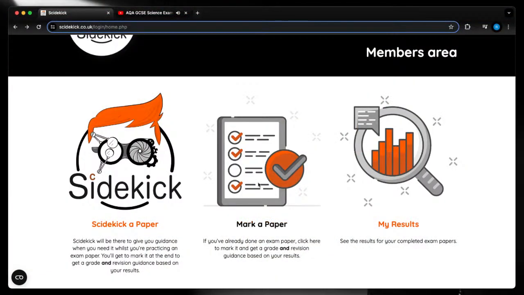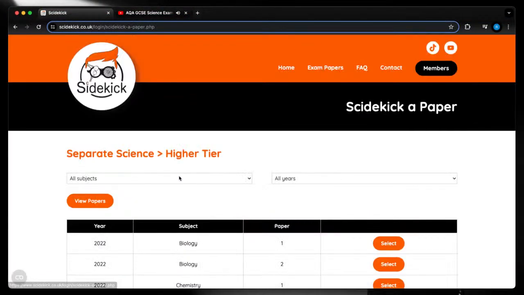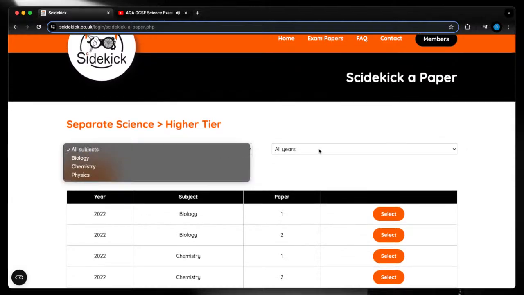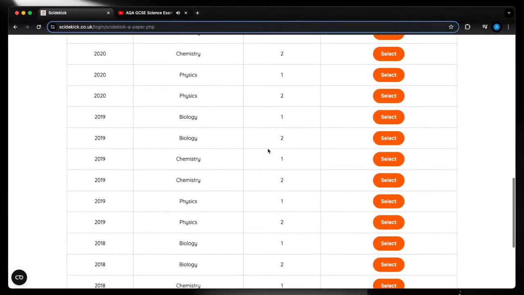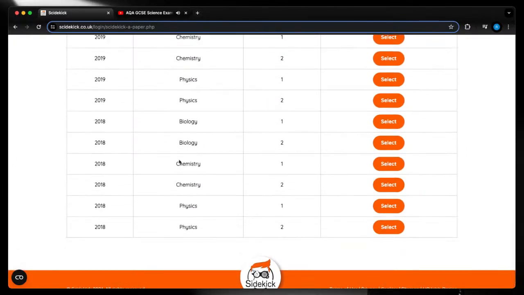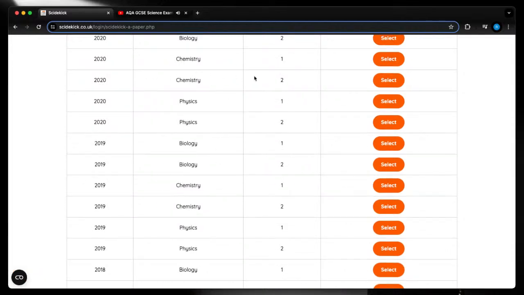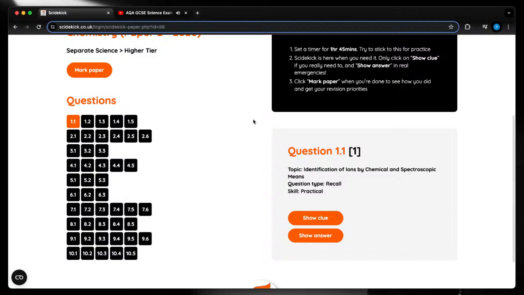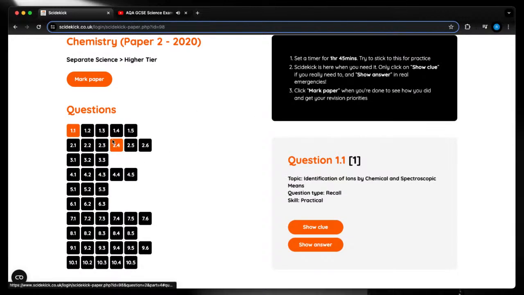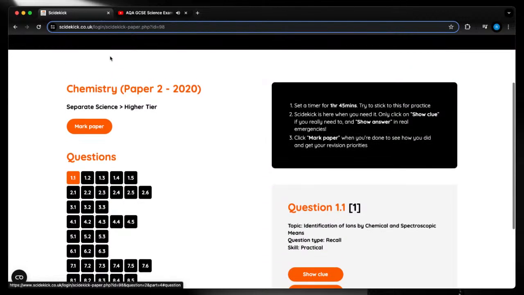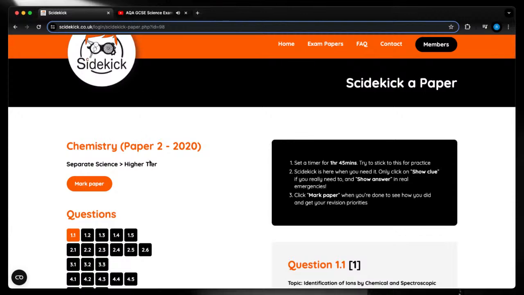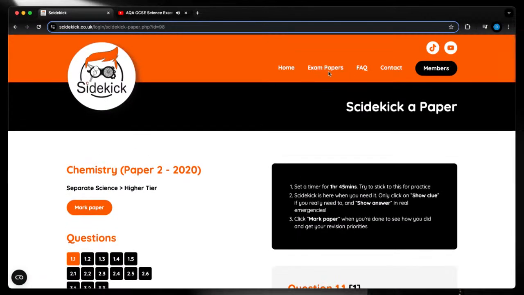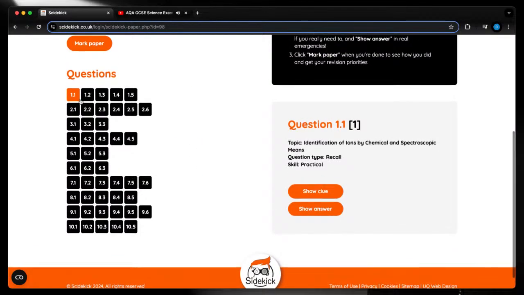So if we go into Sidekick, and we pick a paper. You pick a paper you want to do. You can filter by subject and year, but we're just going to go down and pick a chemistry one. I like chemistry. So chemistry paper 2, 2020, boom. What you'll do is you'll be brought to this page. Now, each block represents a question in the exam. You can download the paper from here as well, and then you can start doing your paper and practicing those questions.